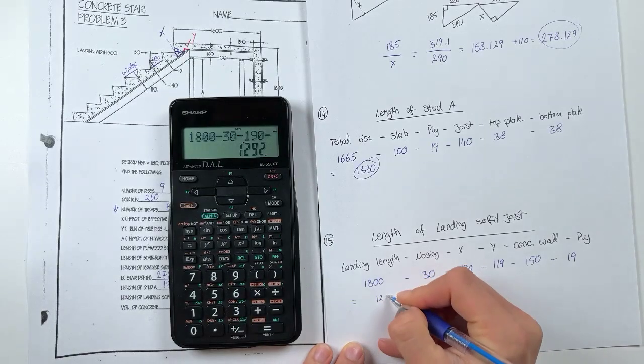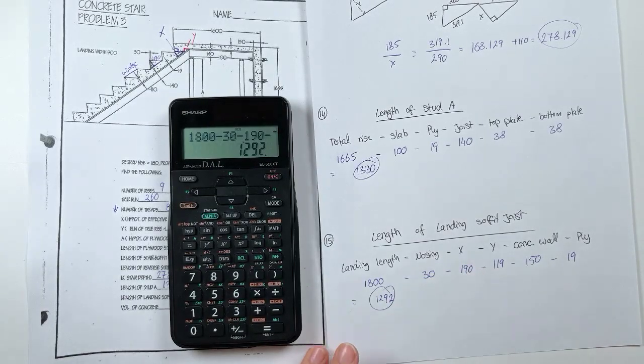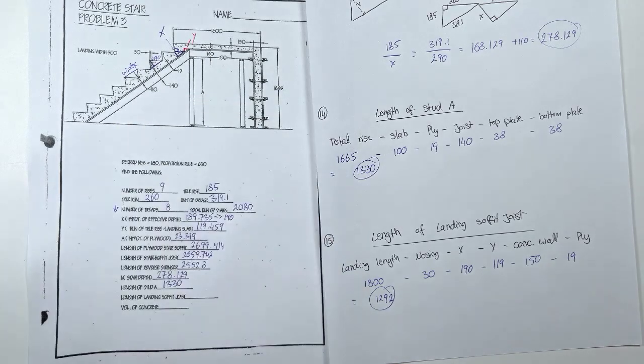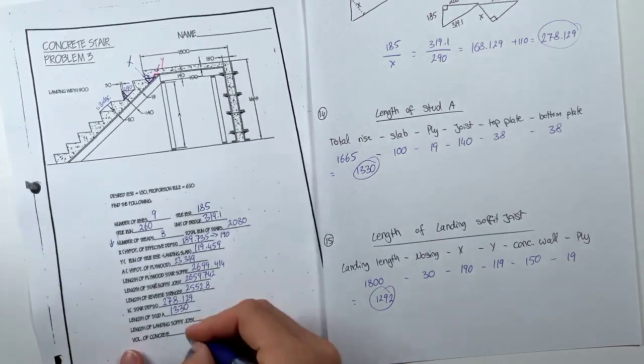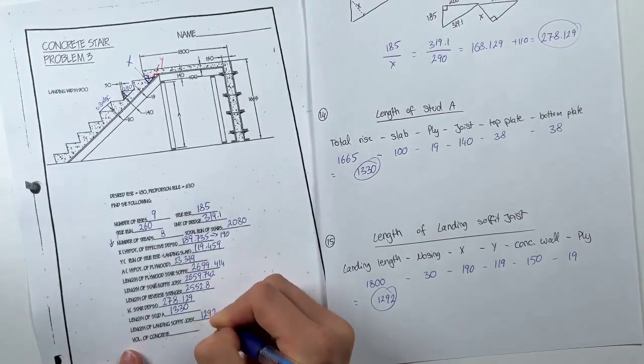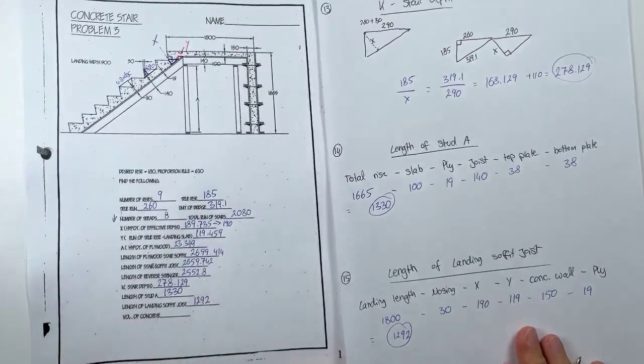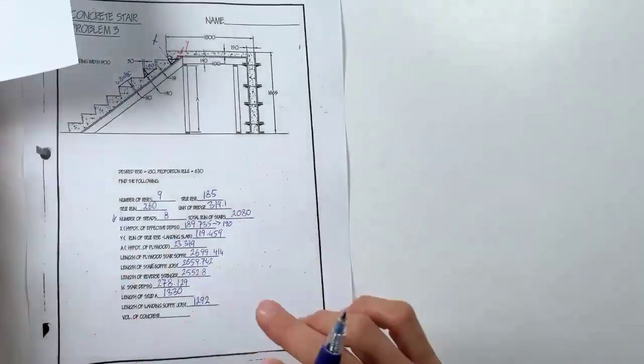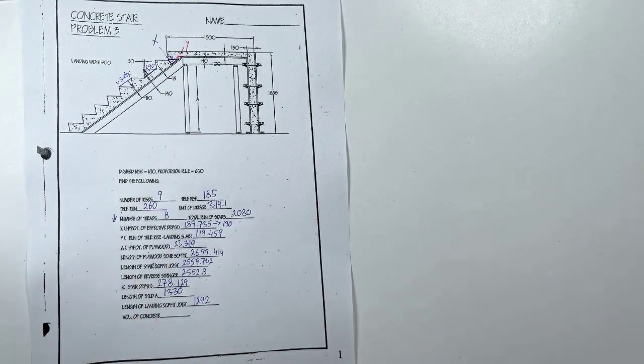So 1292. Super duper. Okay. So that is what you would cut that joist at. 1292. Okay, now we're on to our last question. Hooray! That's awesome. This one's a bit of a biggie.